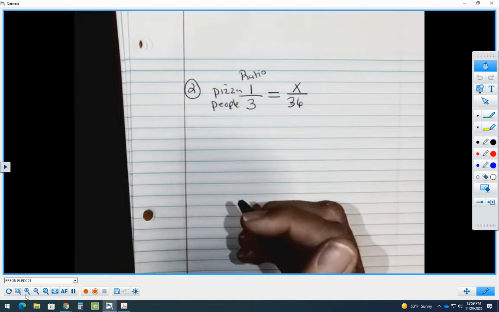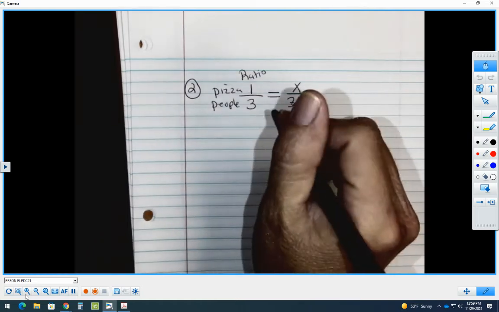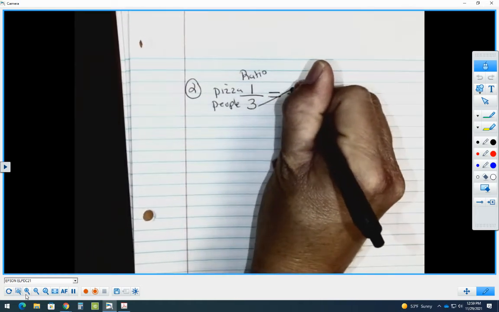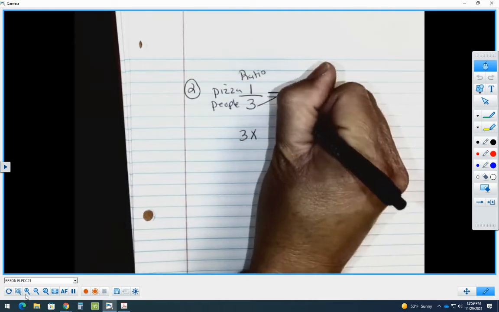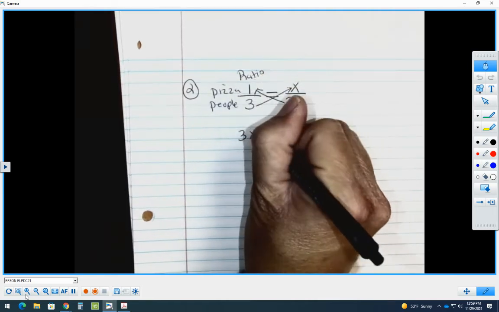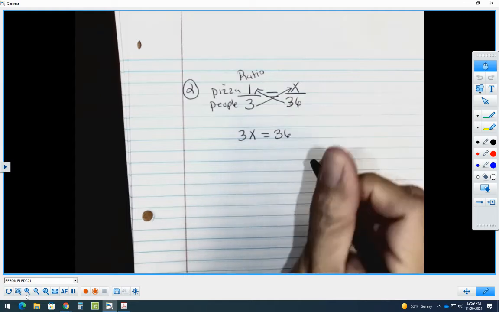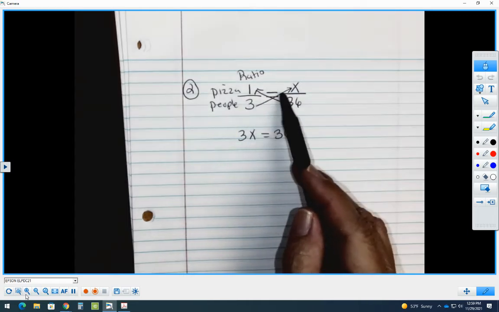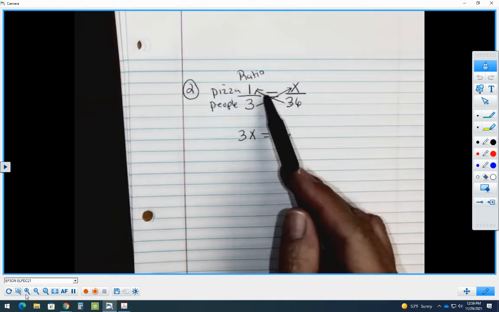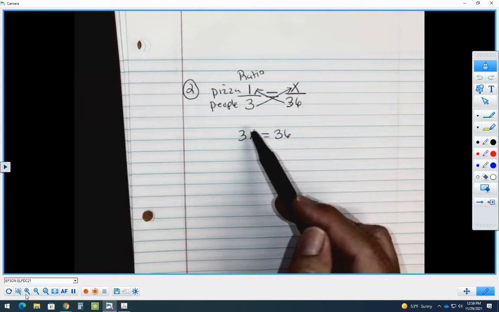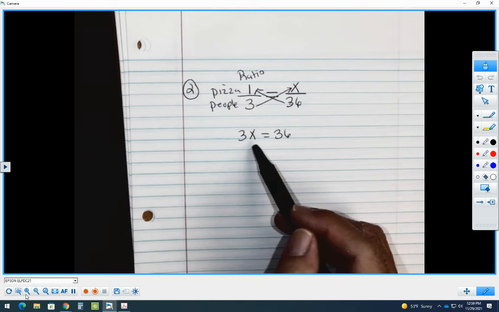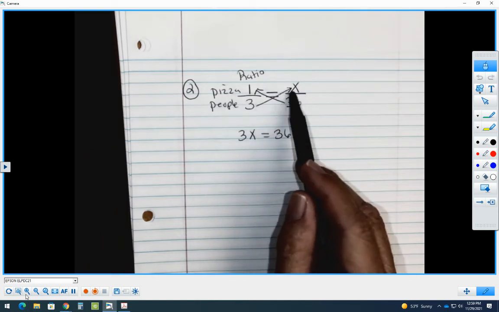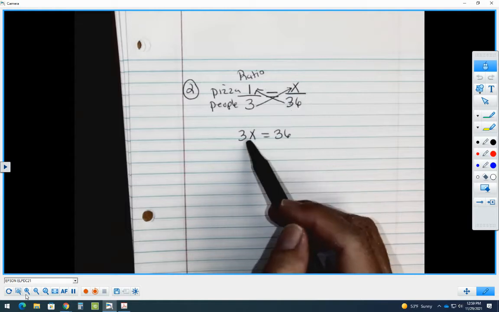So I told you before we left on vacation, I said we can do cross products here. We can go 3 times x will be 3x. 36 times 1 will be 36. So all I did, I cross multiplied. 3 times x, 3x. 36 times 1, 36. What you created here is called an algebraic equation. So I need to figure out what the x represents so I can know how many pizzas there are, because that's what we're trying to find, the x.